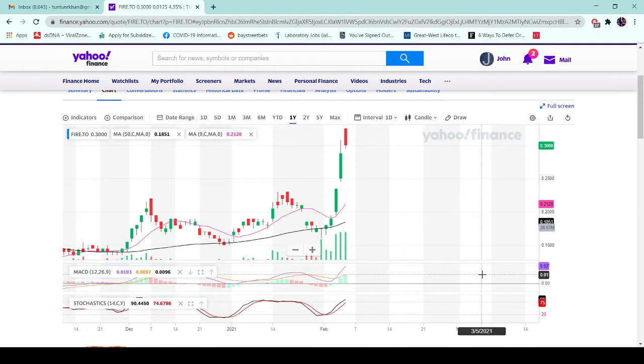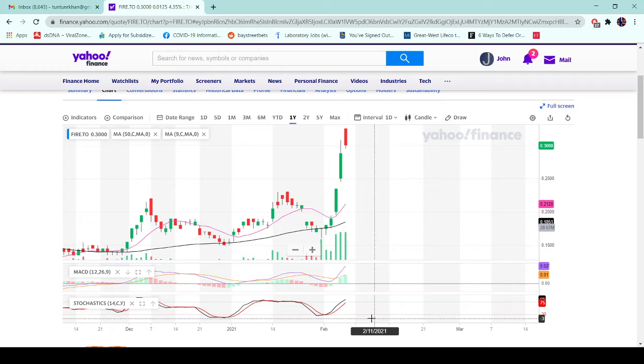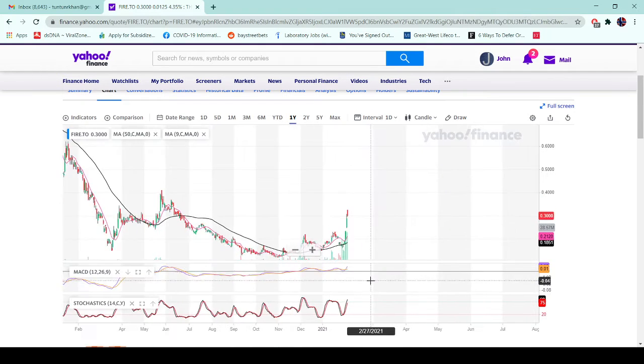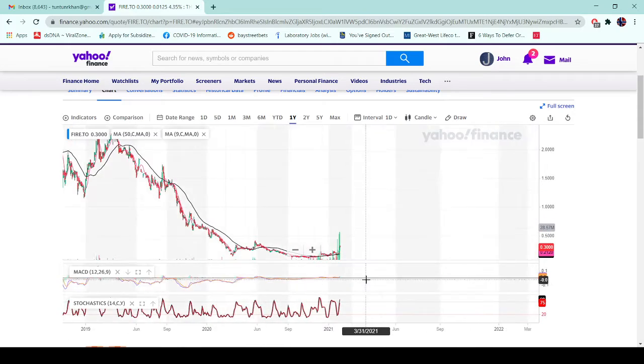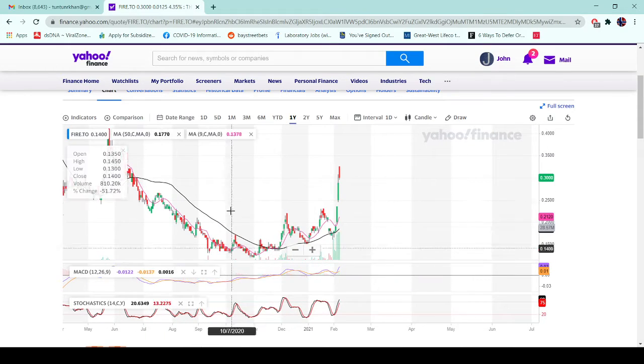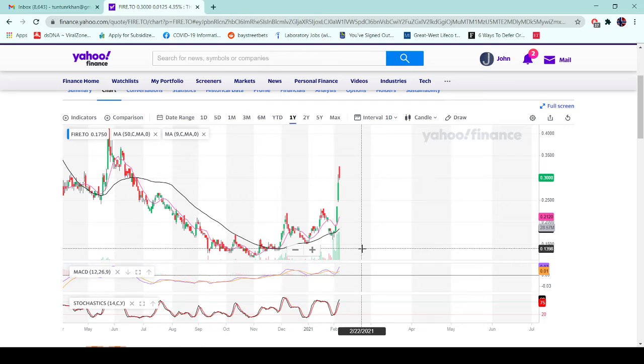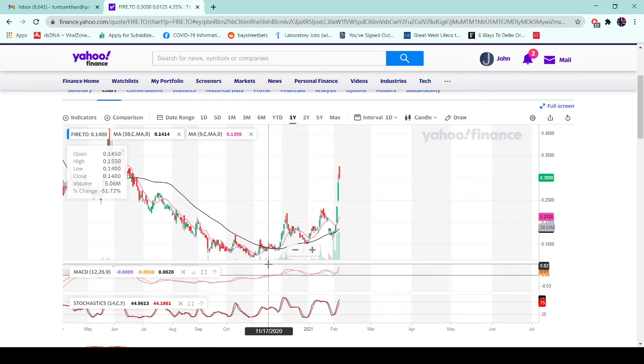It could be within the next month, could be within the next few days actually. But over the long term, this is a really good long term hold, especially with the CEO looking to turn the company around.